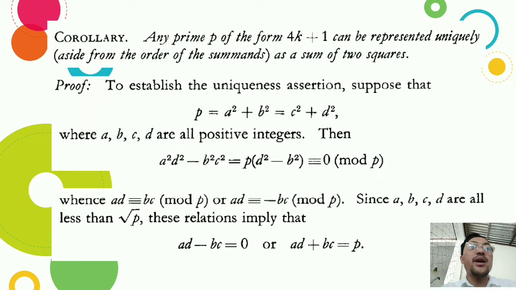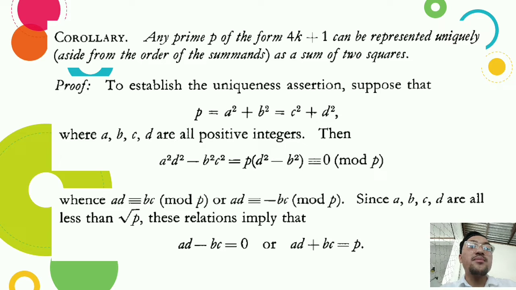Corollary. Any prime P of the form 4k plus 1 can be represented uniquely, aside from the order of the summands, as a sum of two squares. Proof. To establish the uniqueness assertion, suppose that P equals A squared plus B squared equals C squared plus D squared, where A, B, C, D are all positive integers. Then A squared D squared minus B squared C squared equals P times (D squared minus B squared), which is congruent to 0 modulo P.